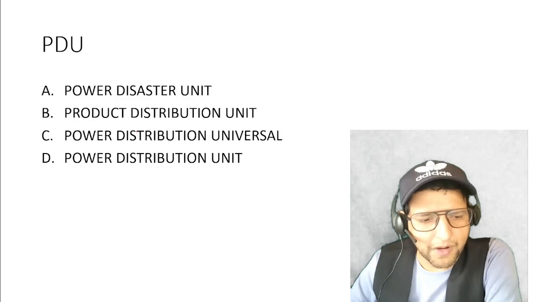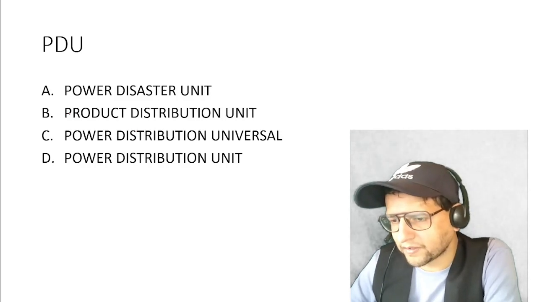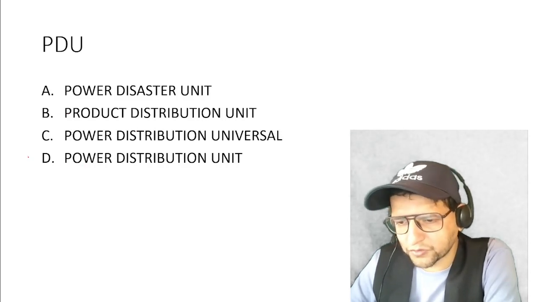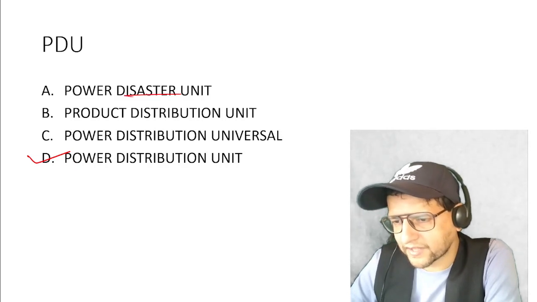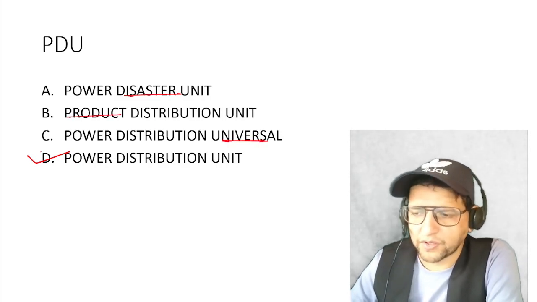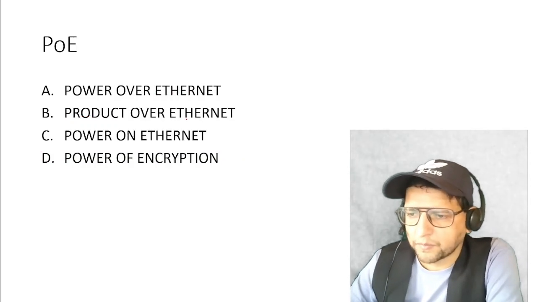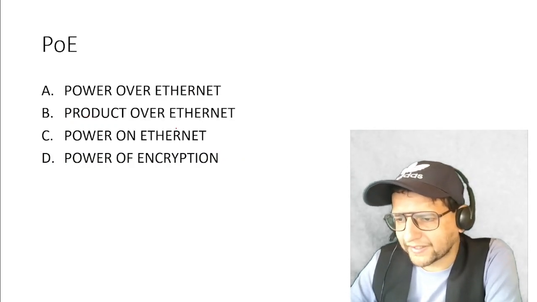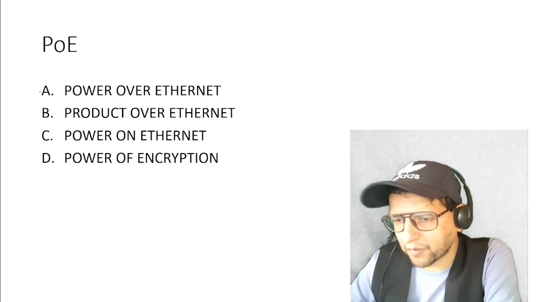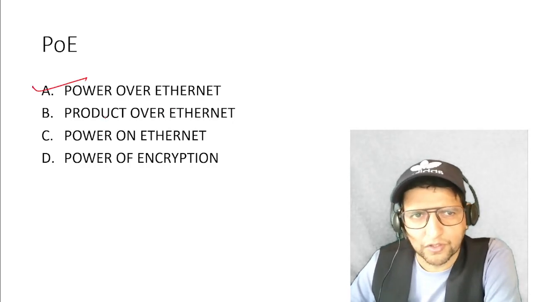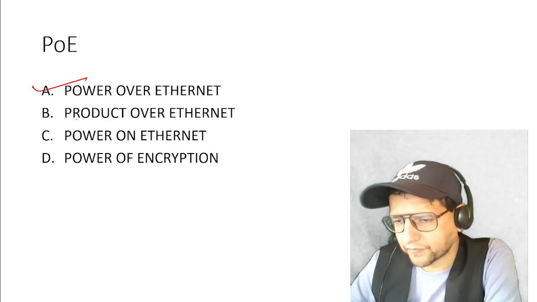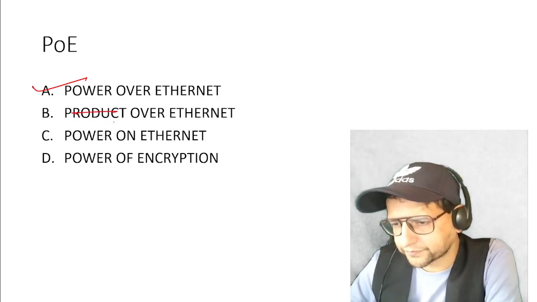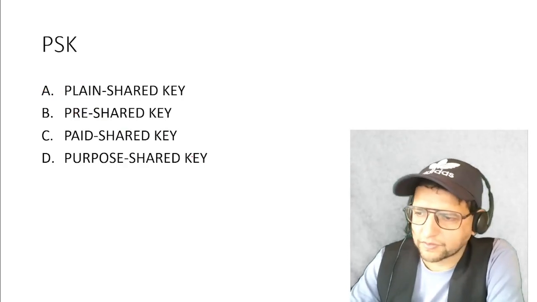PDU is your power distribution unit. Power distribution unit. So D is the right one. It is not disaster. It is not product. It is not universal. Okay, it's a power distribution unit. PoE, power over Ethernet. So where you send power over the Ethernet to those small devices like your small camera, webcam. The other options are not the right one.